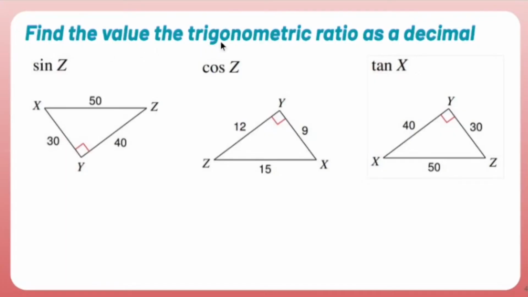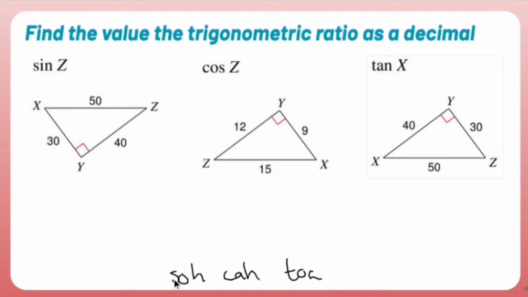Find the value of the trigonometric ratio as a decimal. We're given 3 right triangles, and we are being asked to find 3 ratios as a decimal. Whenever you're asked to find the trigonometric ratio, you are going to use this cute little phrase, SOH CAH TOA.